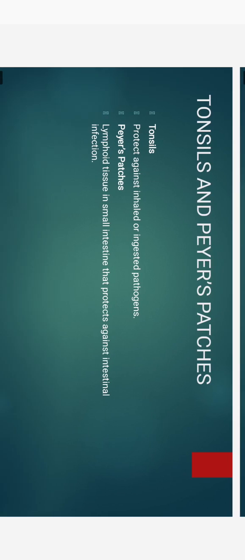Next, tonsils and Peyer's patches. Tonsils protect the body from pathogens entering through the mouth and nose. Peyer's patches are lymphoid tissues present in the small intestine and help protect the body from intestinal infections.